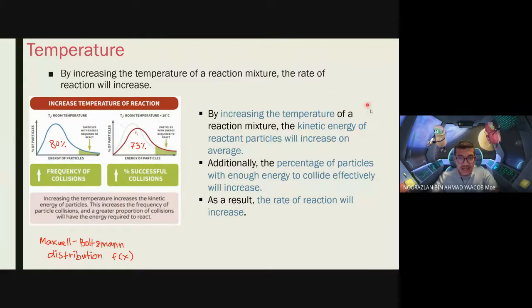Jadi kalau kita look at the explanation here, by increasing the temperature of a reaction mixture, the kinetic energy of reactant particles will increase on average. So secara puratanya, kinetic energy dia increase. And additionally, the percentage of particles with enough energy to collide effectively will increase as well. And as a result, the rate of reaction will increase.